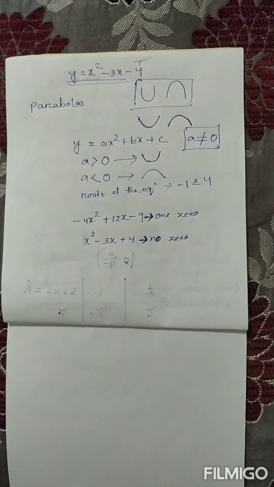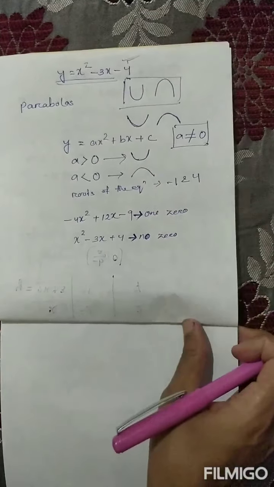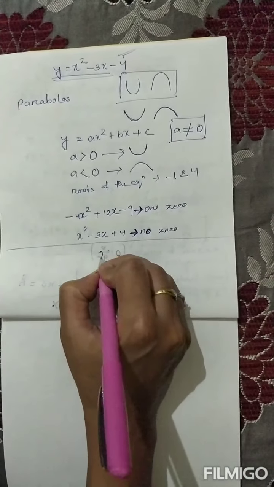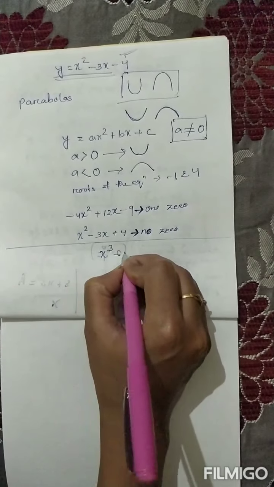Let's come to cubic polynomial. What is the graph? How does the graph look like? If we take a cubic polynomial, for example, we will take x cube minus 4x.